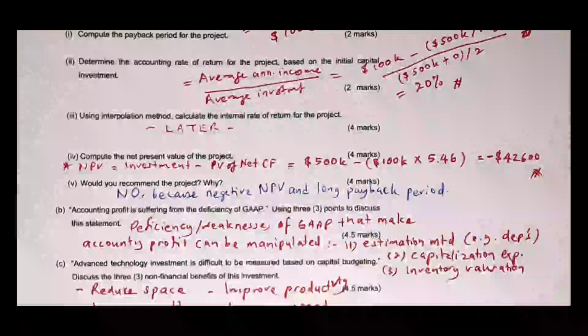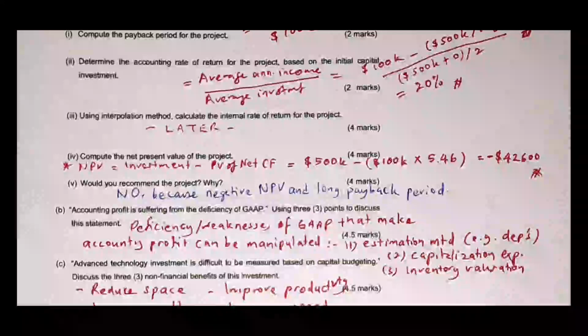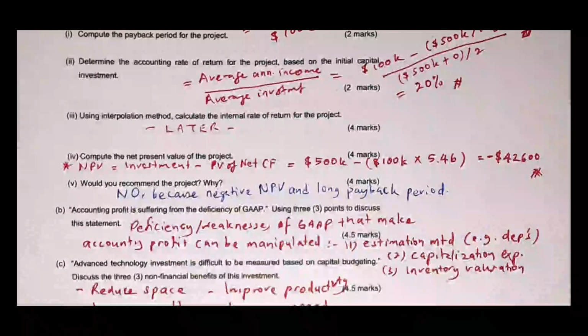Okay, we go to question number A4. Question number A4 asks you to compute the net present value of the project. So calculation of the net present value is like the one that I have written in red here. See here, net present value or NPV equals investment minus present value of the net cash flow.